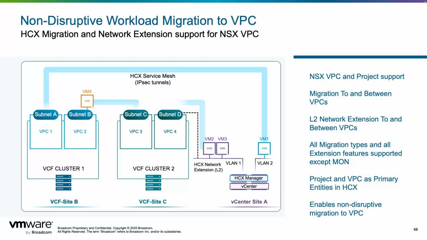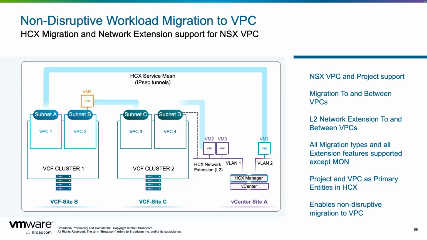Importantly, all of our existing migration types are supported with VPCs, with the exception of mobility optimized networking. This comprehensive support allows you to leverage the migration type that best suits your needs. Ultimately, this enhancement empowers you to modernize your infrastructure to VPCs with confidence, knowing that HCX provides a seamless and non-disruptive pathway to VPCs. This simplifies your journey to build both a secure and agile private cloud environment.